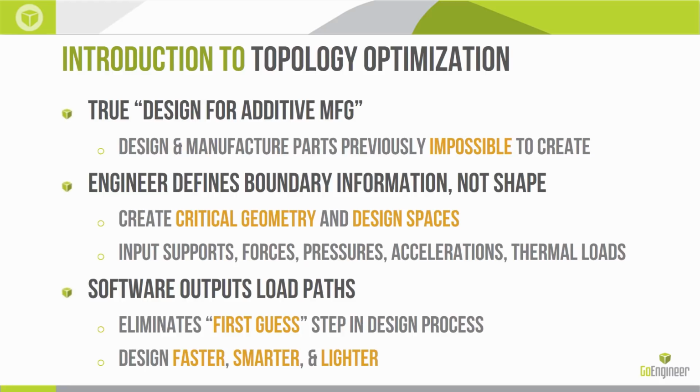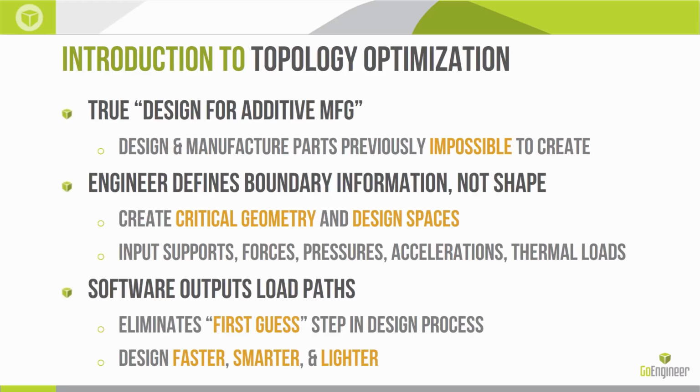The big takeaway here is that instead of an engineer or designer drawing a part, then creating an FEA analysis for it, assessing the results, and then making adjustments to the part, we're eliminating that first guess as to what the shape should be, and we're asking the engineer to create some critical geometry, mounting points, faces that loads might be pressing on, and design spaces, potential spaces for optimization, essentially the design envelope.